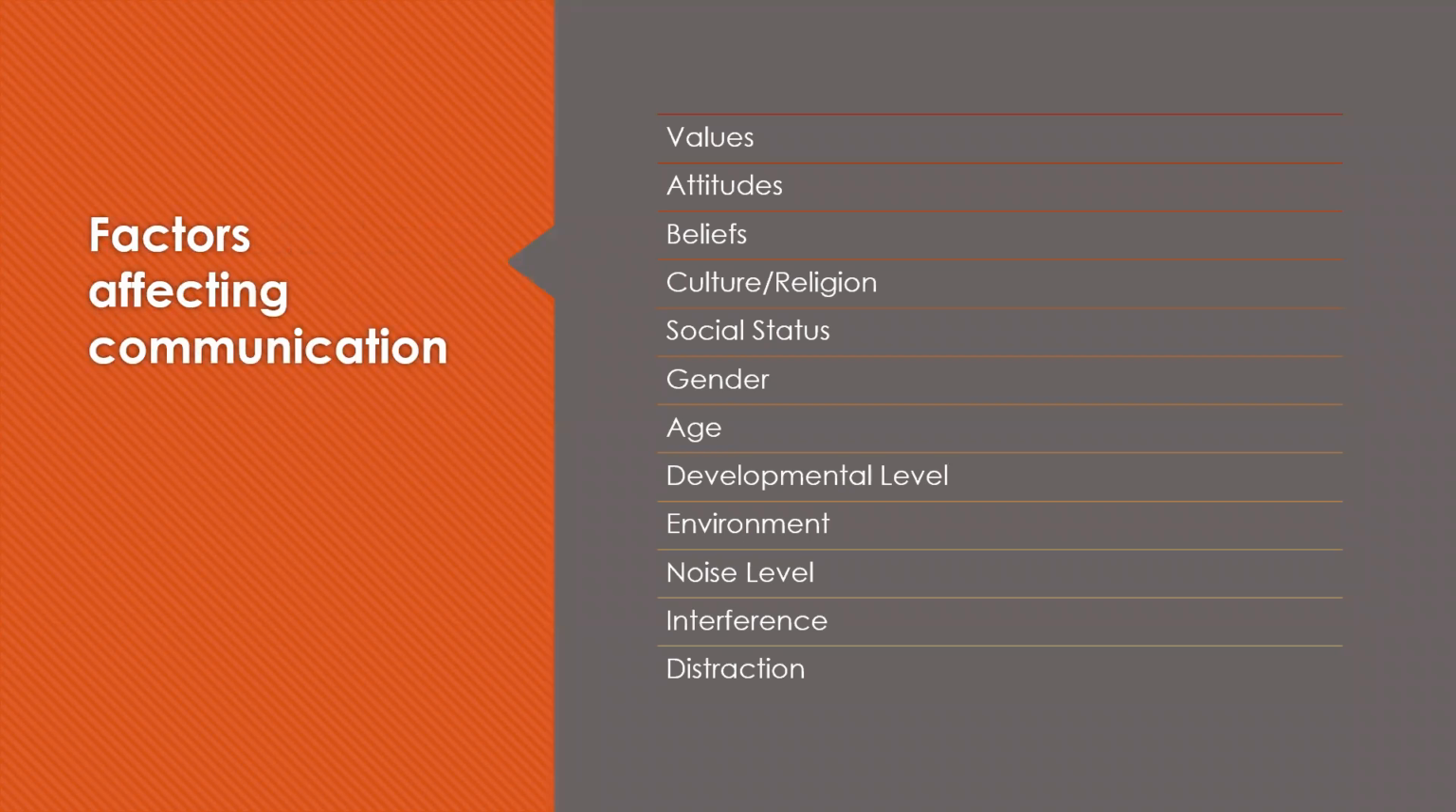Factors that can affect communication and the effectiveness of it are things like our values and attitudes, how we believe certain things. Our culture and religion can affect communication. Our social status, our gender, our age, our developmental level. Environmental factors like how is the noise level outside? Are there more individuals around that may cause interference? Are there things that may be distracting of that communication either being sent or received?